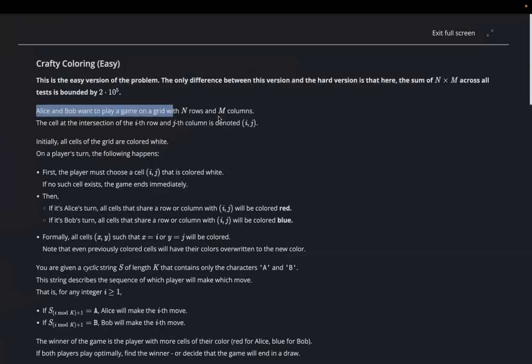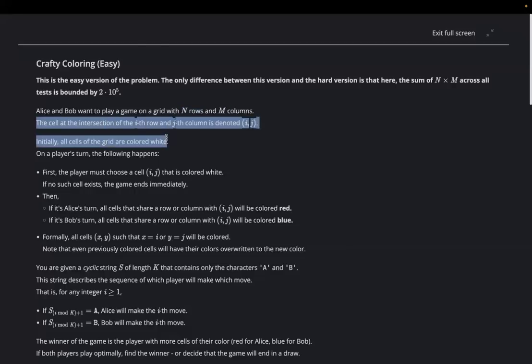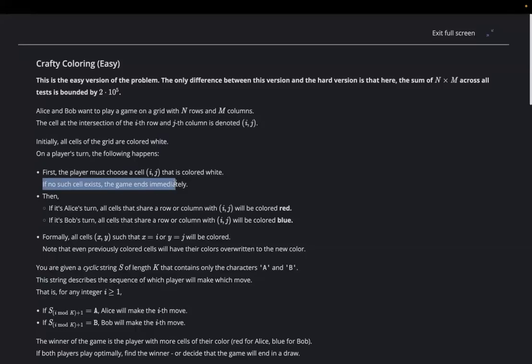In this problem it says that Alice and Bob are playing a game on a grid with n rows and m columns. The cell at the intersection of the ith row and the jth column is denoted by (i, j). Initially all the cells are colored white. On a player's turn, first the player will choose a cell (i, j) that is colored white. If no such cell exists, then the game ends immediately.